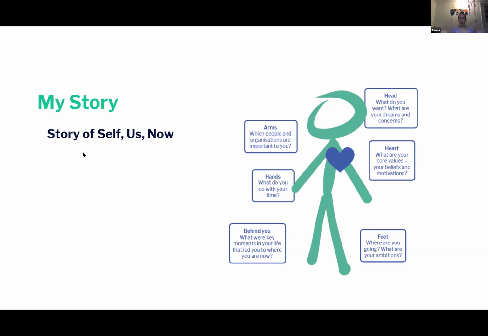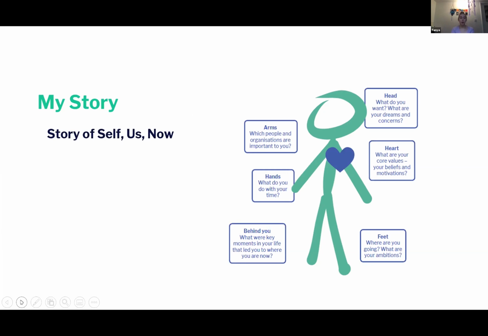And then the arms represent people and organisations that are important to you. So organisations that are important to me would be Friends of the Earth and Greenpeace and environmental organisations, and that will help people gain insight into myself and how they can form a relationship with me.